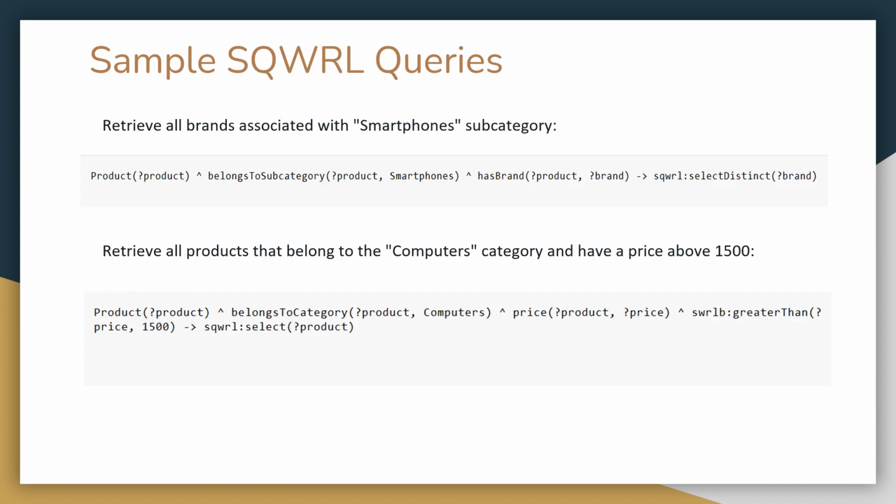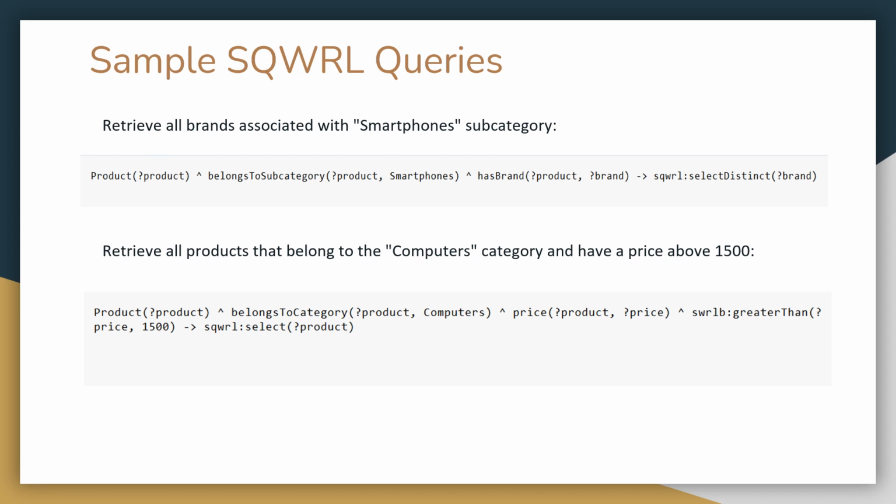Now some sample SQRL queries also. The first query is for retrieving all brands associated with the smartphones category. Basically we want to print all the distinct brands which are associated with the smartphones category. So first we go to the product and the subcategory is smartphones, and then that smartphones should have a has brand, and we select only the distinct ones.